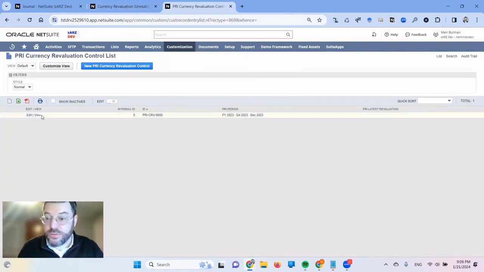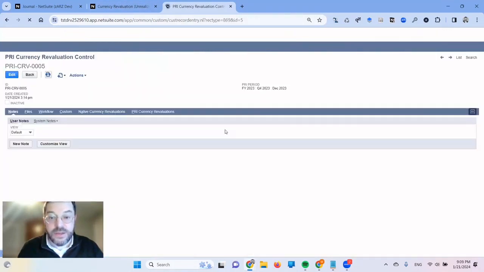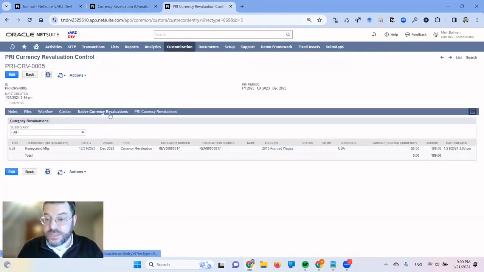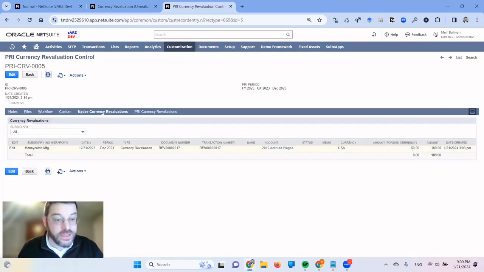This is a control record that gets created. It would be one per period. And we have sublists here. This sublist shows you the native currency revaluations that happened in that period. And we can see total amount is 189 in USD.